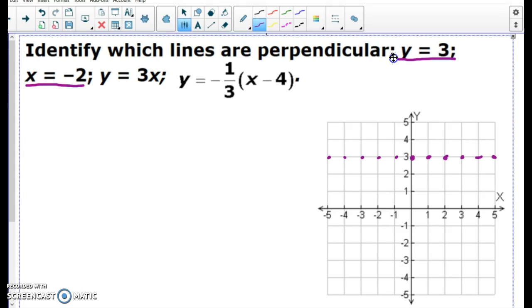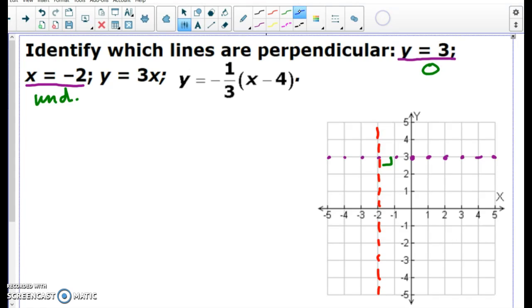If we look at x equals negative 2, x is always negative 2. Let's put that one in red. X is always negative 2. When x is negative 2, y is 1, 2, 3, 4, 5, and negative 1, negative 2, negative 3, negative 4, negative 5. And we can see that purple line, y equals 3, and the red line, x equals negative 2, are perpendicular. We'll look right here, forming 90 degrees. We can't compare their slopes. We know this slope to be 0, but this slope we know is undefined. So we can't really find the product of those 2.